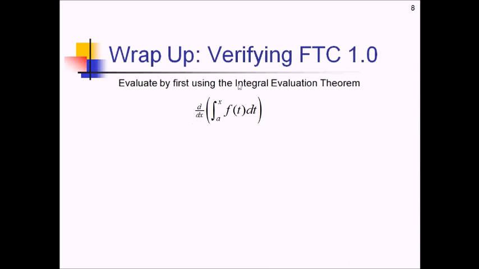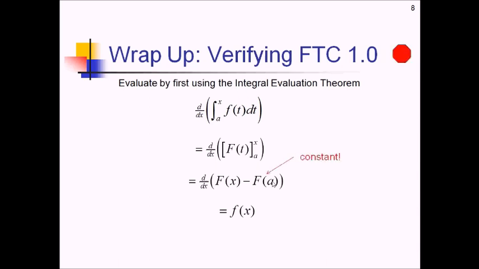So antiderivative of f would be big F. So we have big F of t from a to x. And now that's going to be plugging in these for t here. I've got big F of x minus big F of a. Taking the derivative of all these, derivative of big F of x is just f of x. How about the derivative of big F of a? Well, a is just a constant, so big F of a is just a constant. And if you take the derivative of just a constant, you get 0.